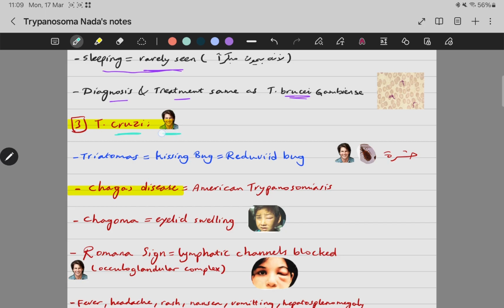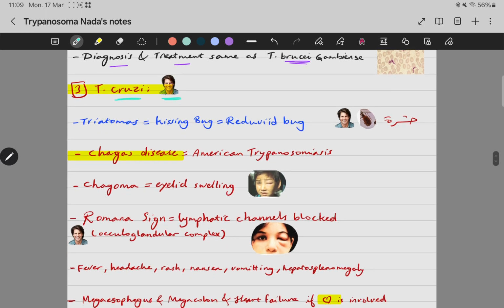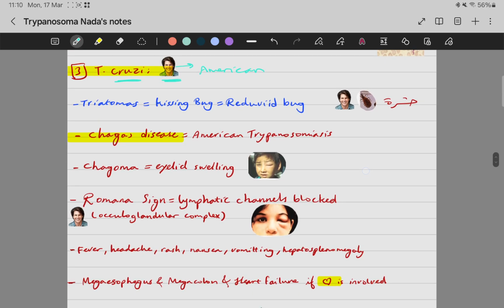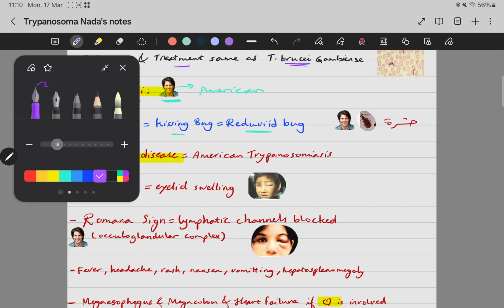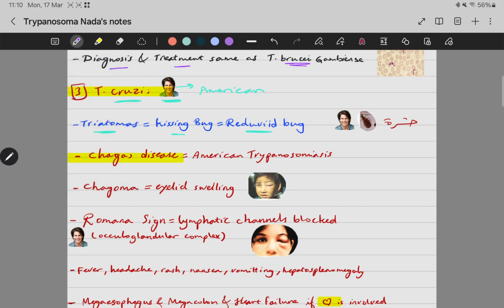And as I told you, the reason I put Tom Cruise here is because it will remind us Trypanosoma cruzi is an American trypanosoma, and Tom Cruise is an American actor. So Trypanosoma cruzi, American trypanosoma, okay? The insect that causes Trypanosoma cruzi is like Triatomas. It has different names, like Triatomine, kissing bug, and reduviid bug. Also, Tom Cruise is an actor mostly in romantic movies, so Tom Cruise is a romantic guy.